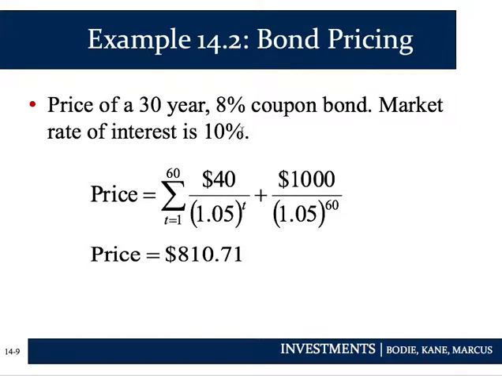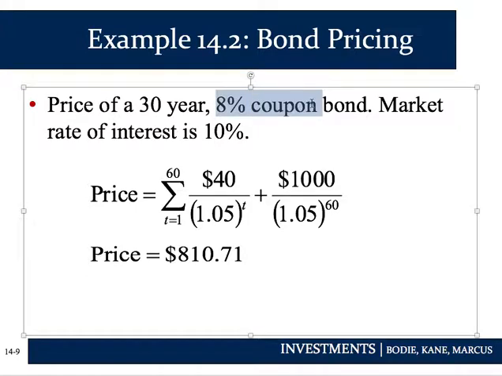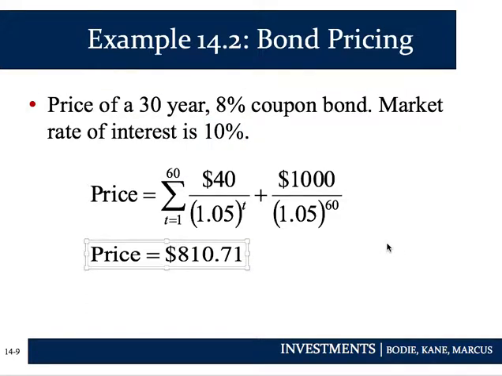Well, we have an interest rate of 10% in the market, and of course that's semi-annual, so we cut it in half, and we discount the $1,000 back 60 payments to get the principal to the future value as well as the coupon payments, and we end up with a price of $810. Now we know that the original coupon was 8%, and we know that the current interest rate is 10%. So the interest rate went up. So what happened to the bond price? The bond price went down.